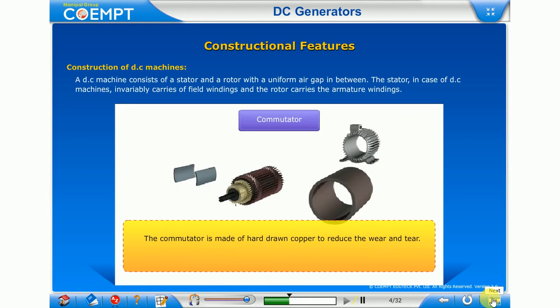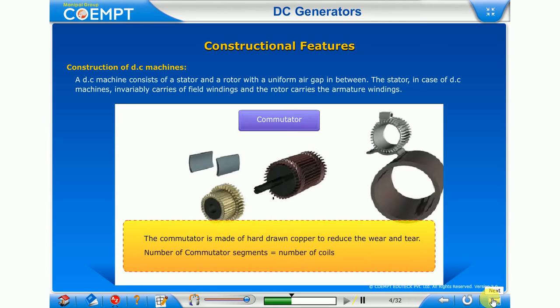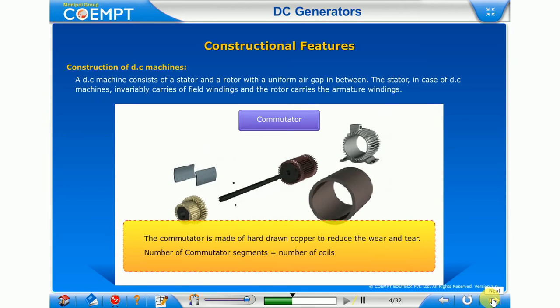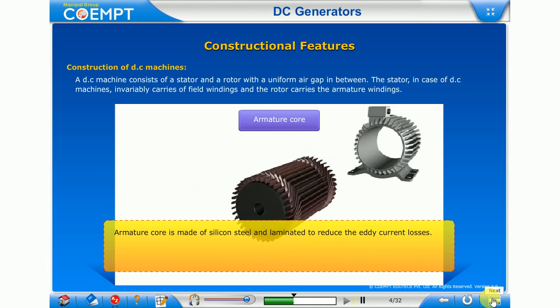Armature core. Armature core is made of silicon steel and laminated to reduce the eddy current losses. It accommodates the armature windings. It offers a low reluctance path for the magnetic flux.